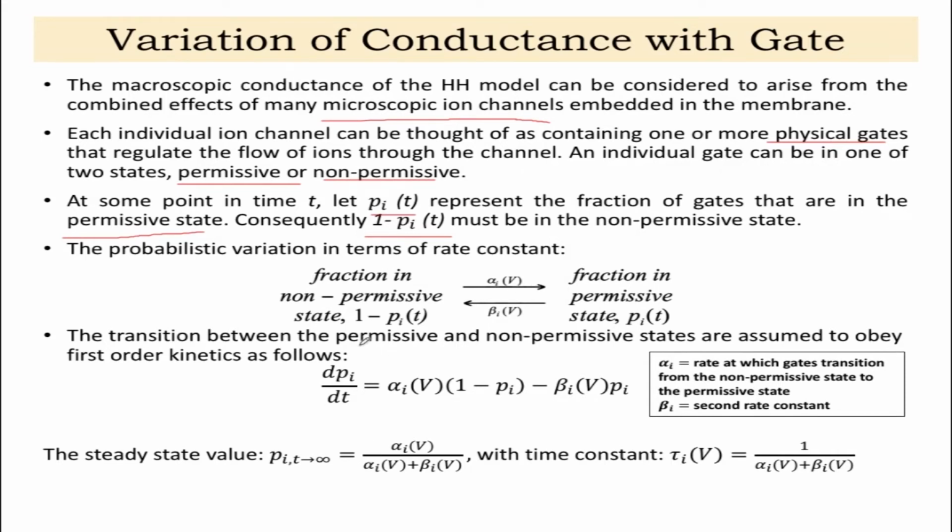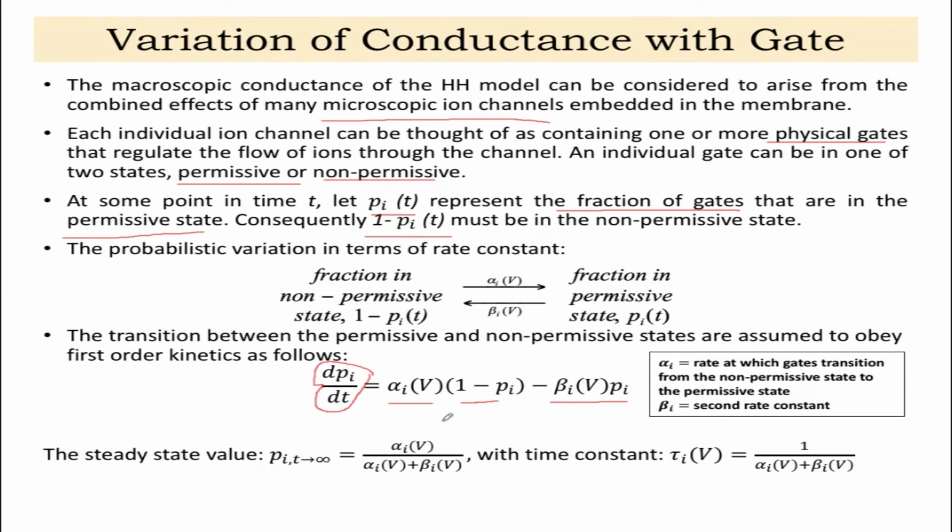So at any point of time, the fraction of gates that are in the permissive state, dPi/dt, will depend on two things. One is alpha times (1 minus Pi), how many are contributing in the non-permissive state, and then how many are going the other way, permissive to non-permissive, that is beta times Pi. So this balance of alpha and beta is going to give me dPi/dt, which tells me the fraction of gates that are in the permissive state.